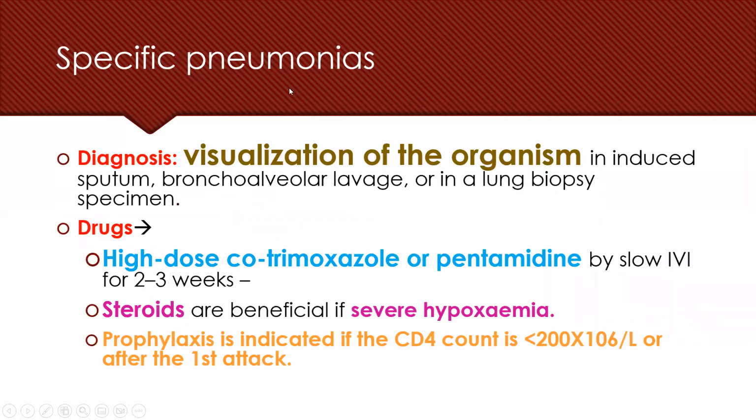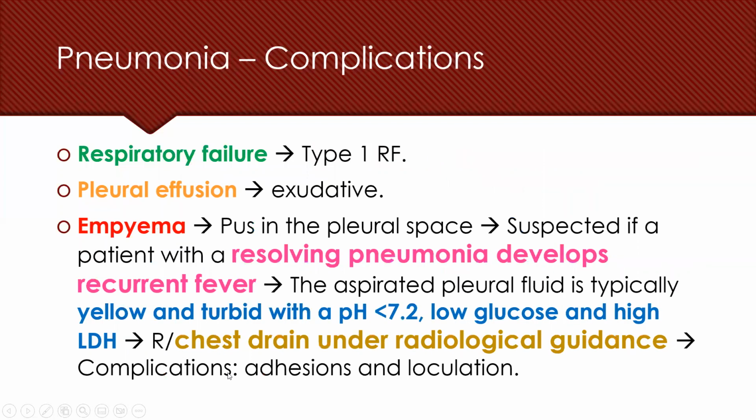The diagnosis of Pneumocystis pneumonia depends basically on direct visualization of the organism, either by induced sputum or bronchoalveolar lavage or in a lung biopsy specimen. The drugs that we can use for the treatment are high-dose cotrimoxazole or intravenous pentamidine by slow IV for 2 to 3 weeks. Steroid therapy is efficient and beneficial if we have severe hypoxia, and in HIV patients, we need prophylaxis if the patient has a CD4 count of less than 200 or after the first attack of Pneumocystis pneumonia.